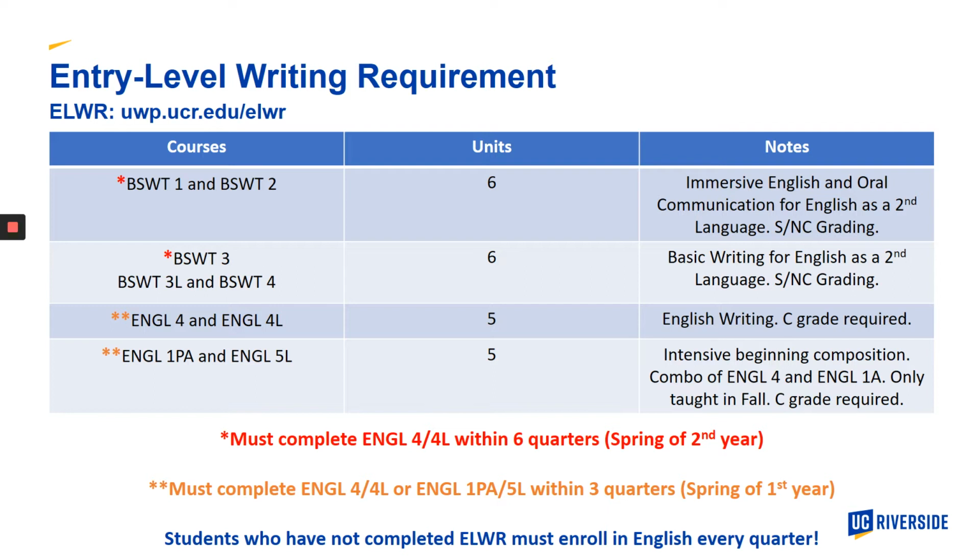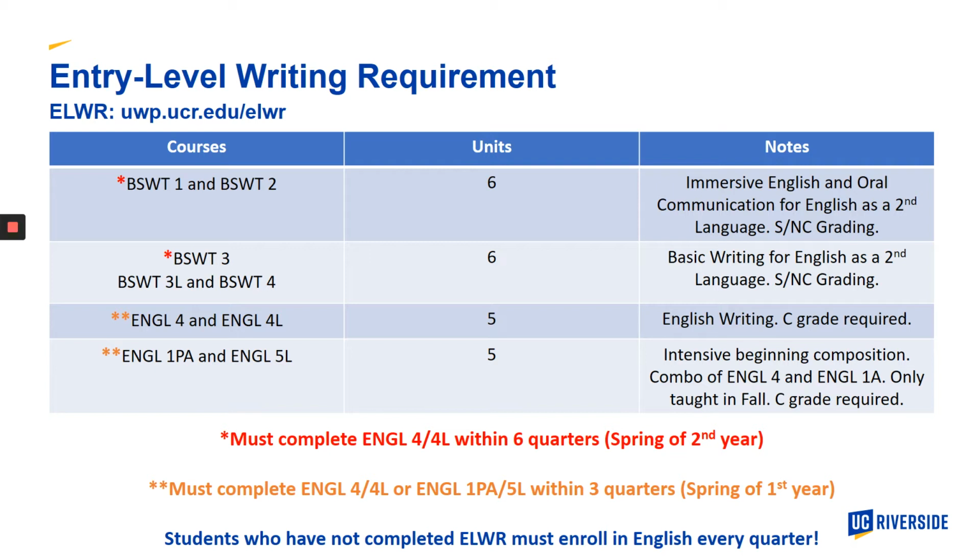This slide covers information on enrollment for students who need to satisfy LWRD once they start at UCR. Basic Writing 1 and 2 are taken together. Basic Writing 3 is taken with Basic Writing 3L and 4. English 4 must be taken with 4L. All workshops and labs listed on the slide are required for enrollment.